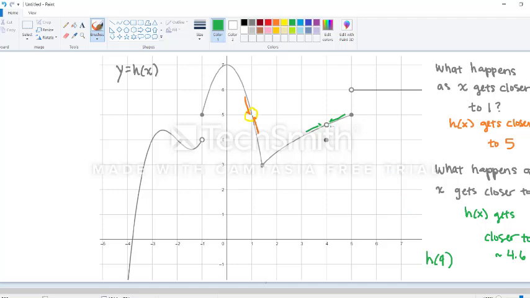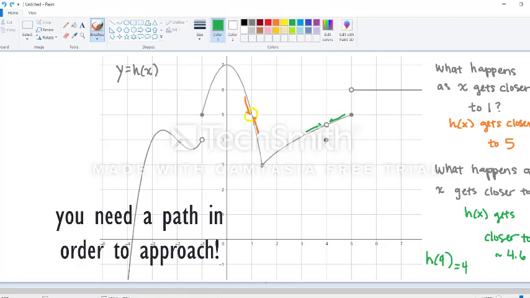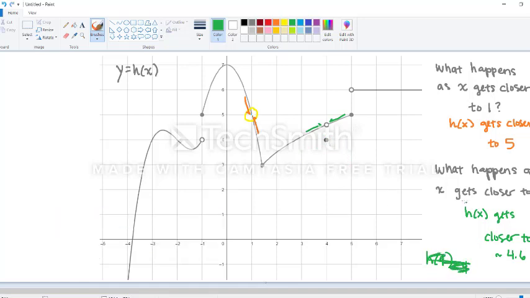And that's what it looks like it's doing. h of x is getting closer to 4.6. So even though there's a hole in the graph, I can still answer this question. h of 4 is a completely different number. The answer is 4, right? But that's not where the roads were leading to. There's actually no roads around this point. And so that's not how we would answer this question.